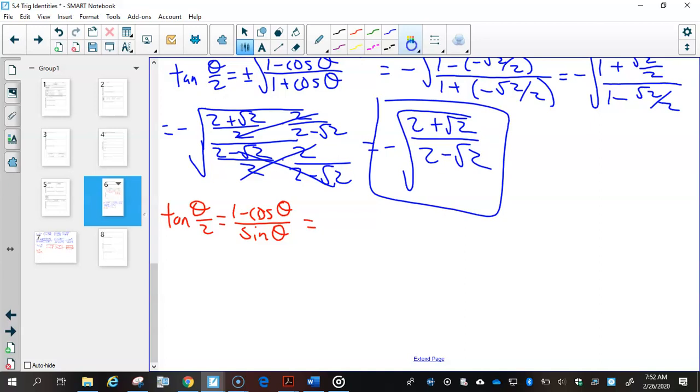Is there ever going to be a case where when you multiply it by 2, it doesn't equal something on the circle?